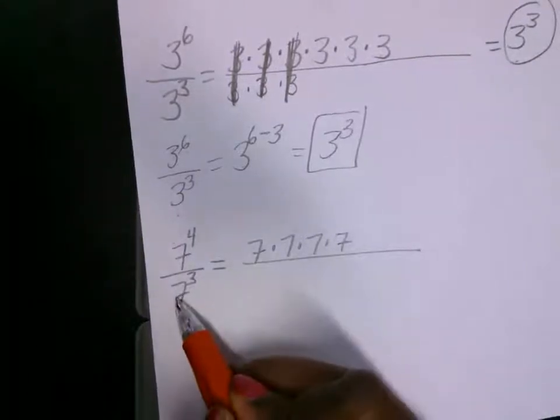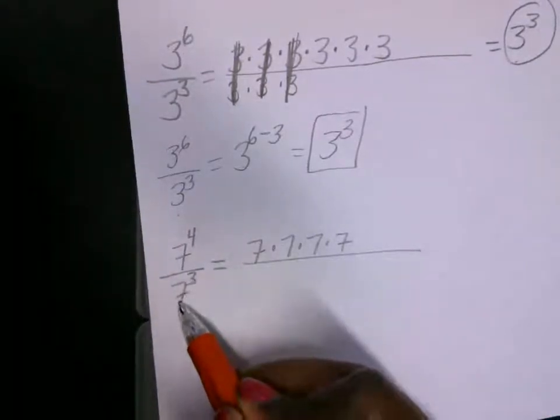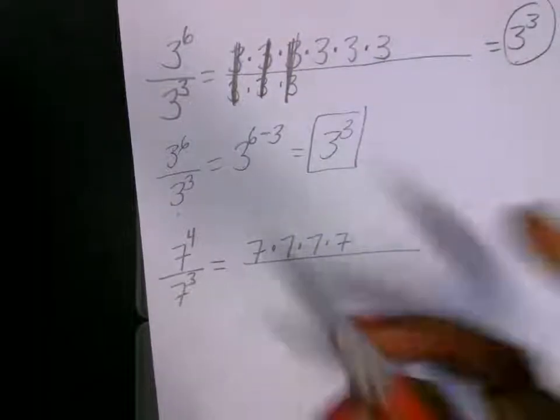All right. 7 to the 3rd power, you're going to write it as 7 times 7 times 7, 3 times.